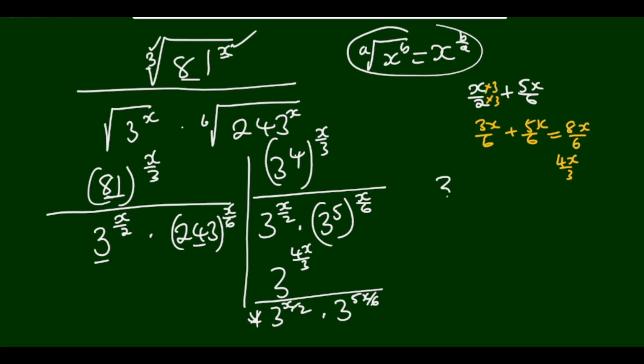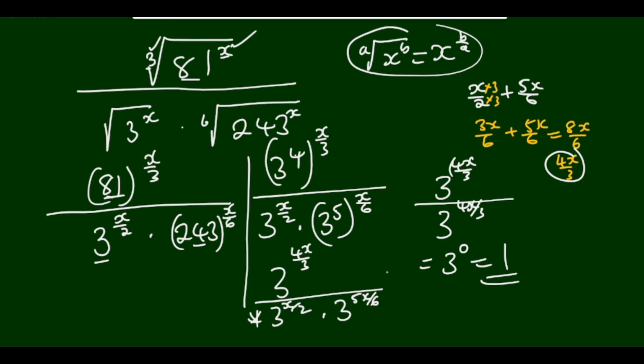And then we have 4x over 3 in the numerator. Then the denominator is going to give us this. Our exponent is 4x over 3, so it's 3, and then 4x over 3. And then we're dividing the same number here. Okay, if you want to use the laws of exponents also, you can say 4x over 3 minus 4x over 3, which is going to be 3 to the power 0, which is equal to 1. So your answer should be 1.